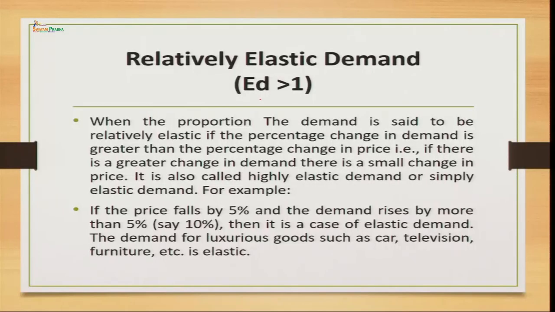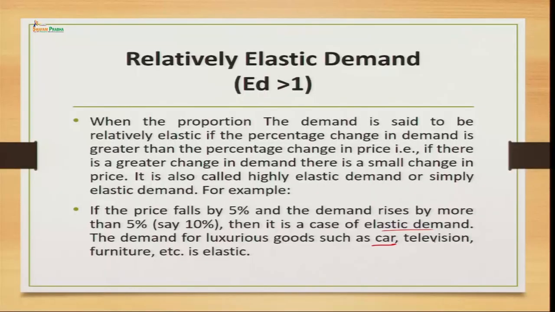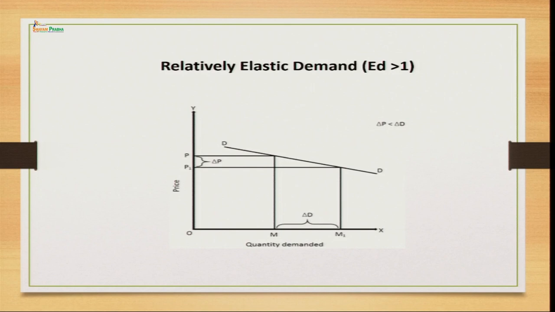An example is also written: if the price falls by 5%, suppose, and the demand rises by more than 5%, say 10%, then it is the case of relatively elastic demand, and usually that happens in the case of luxurious goods, right? Usually in the case of luxurious items, whenever their price decreases, their demand increases more than the proportionate change taking place in the price of that commodity, right? Like the example of a car, you can take television, furniture. So, in these cases, your demand is relatively elastic, and when we represent it on the graph, we represent it in this way, where you can clearly see a lesser change in the price causes more change in the quantity demanded. Therefore, the elasticity is always greater than 1.